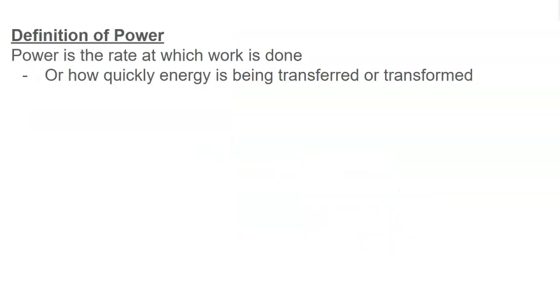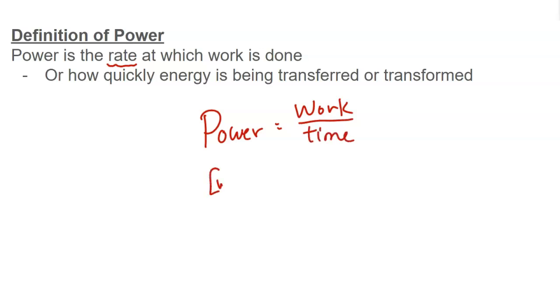Now let's take a look at the definition of power. So power is the rate at which work is done. When you see this word rate, we're thinking about something to do with time. So in this case, how quickly work is getting done. And so the equation for power is work divided by time. And the unit for power is watt. The unit for work is joules, and the unit for time is seconds.